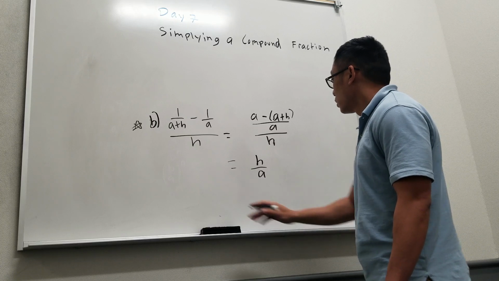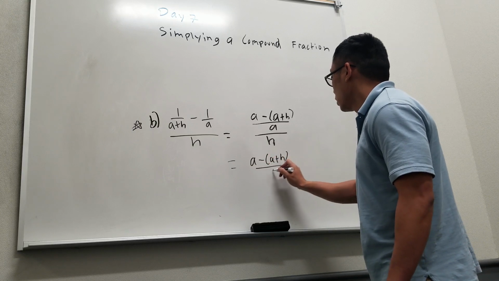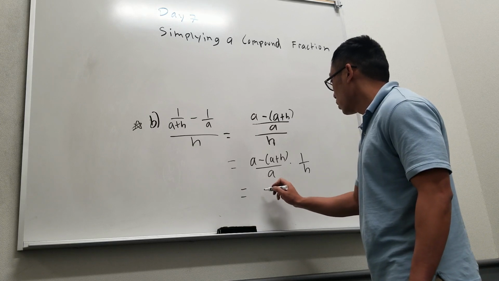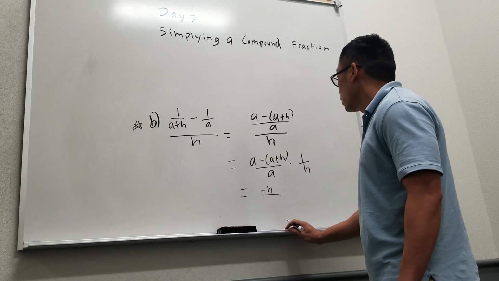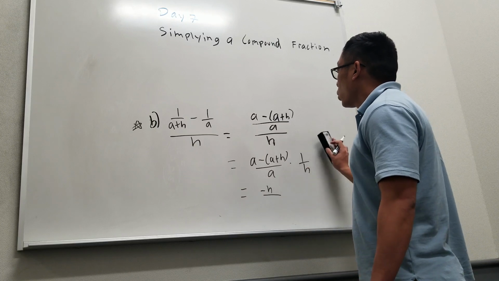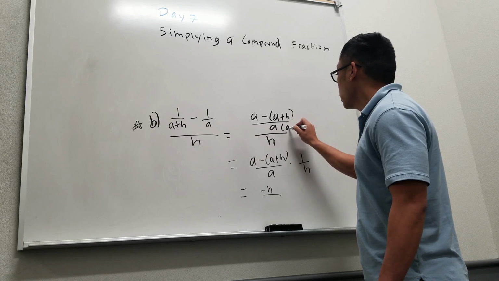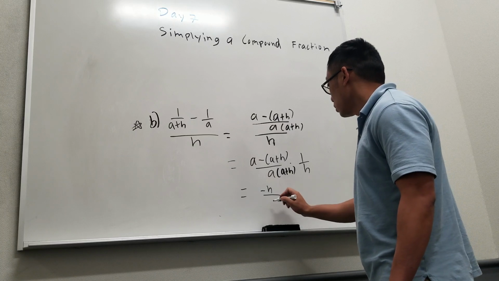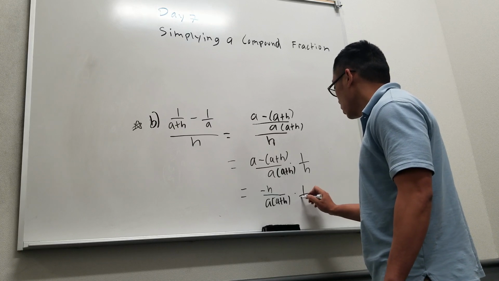So I'll just do it step by step. A minus a plus h over a. This h is really times 1 over h, right? And then this will be what? Negative h over, is that correct? Oh, I didn't do it correctly. So here at the LCD, I messed up with the LCD, so it's not just a, it's a plus h, right? Here also a plus h, and here there's going to be a times a plus h, and then times 1 over h.